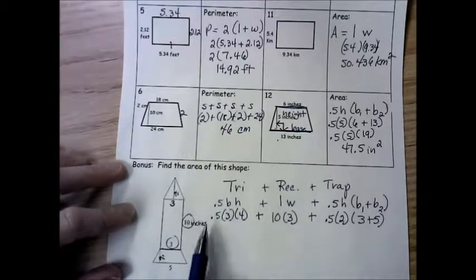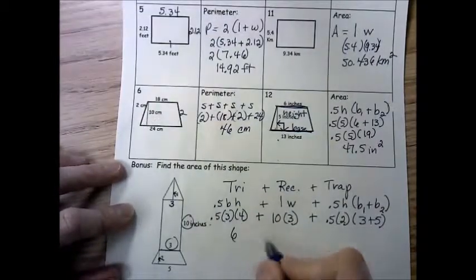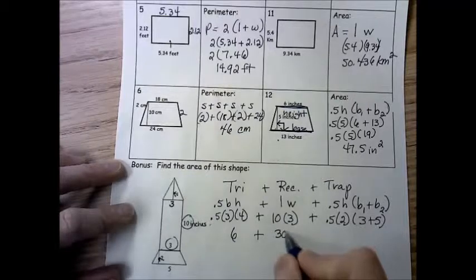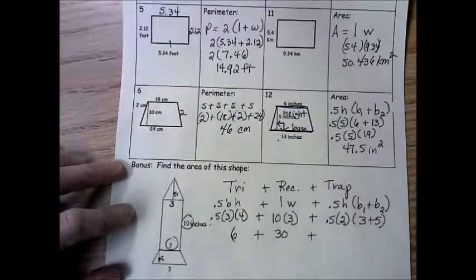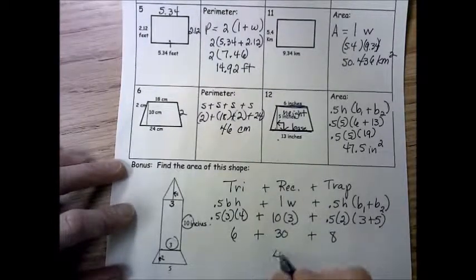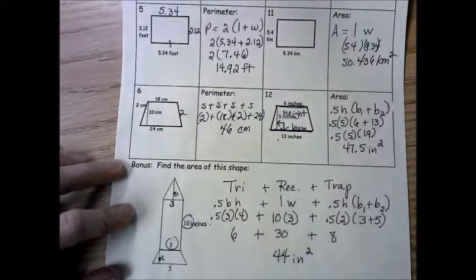And when we simplify, the area for our triangle comes to 6. The rectangle is 30. And when we simplify this, 8 times 2 is 16, times 1/2 is 8. And we sum that up, and that would be 40 inches squared.